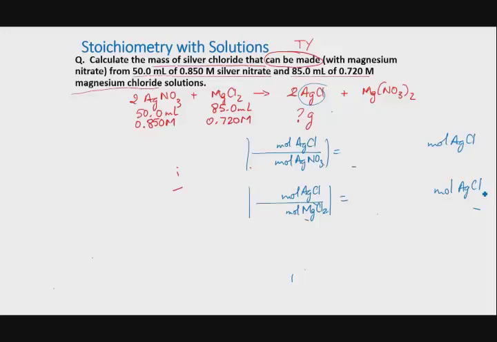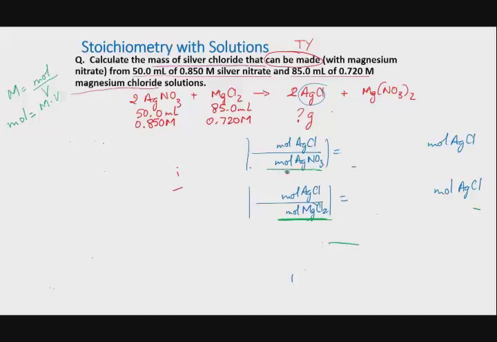Now, the question is, how do we get the moles of magnesium chloride calculated, and how do we calculate the number of moles of silver nitrate? Let's go back to what we already know. We know that molarity equals moles of solute divided by volume of solution in liters. If that's the case, can this equation be rearranged to calculate for moles of solute? Yes, it can. Moles of solute will be equal to molarity times volume.